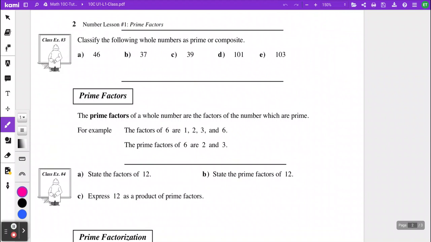Class example 3, we are now going to classify each of these numbers as prime or composite. Again, start dividing by 2. Even numbers can easily be divided by 2, which means they have more than 2 factors. So 46 is an even number, so it's going to be a composite number. The number 37 is odd, same as the rest of these numbers, but we have to decide whether they are prime or composite. So we just start dividing, and you divide by every number smaller.